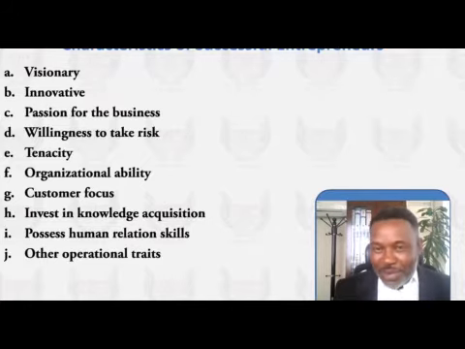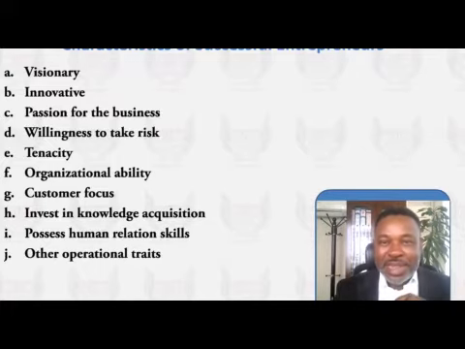Owning a business isn't for everyone. The stress and hard work that comes with it makes many people unwilling to dive in. It takes a special kind of person to be an entrepreneur, to generate an idea and put that idea into action. That is why we must learn the characteristics of successful entrepreneurs. These entrepreneurs are usually visionary, innovative. They have great passion for the business and are willing to take risks. They have tenacity, organizational ability, and customer focus. They invest in knowledge acquisition. They possess human relation skills, and so on.